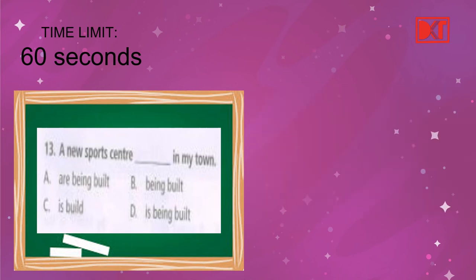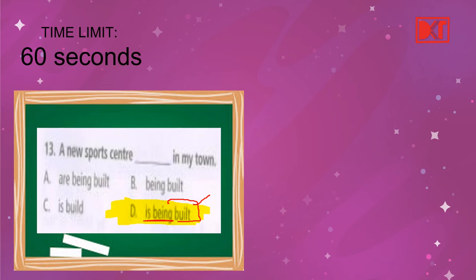A new sports center dash in my town. A: are being built, B: being built, C: is built, D: is being built. And the correct answer is D, is being built. Alright. Here, built is the past participle. Alright. And is being is the auxiliary verb.